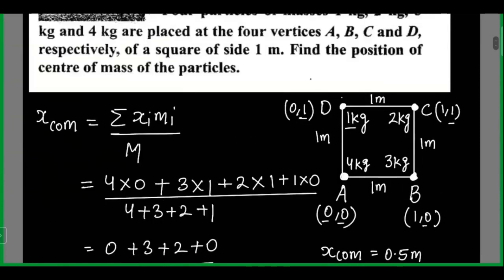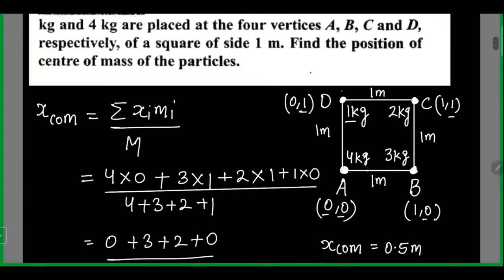So let's locate this point on the body here. Your x center of mass is 0.5, which means it is in the middle. But your y center of mass is 0.3, so it is somewhere here. So this is your point. Okay.